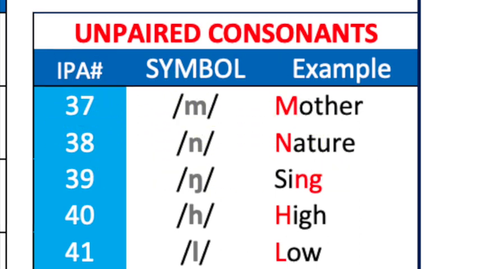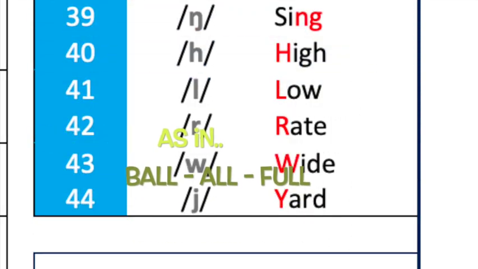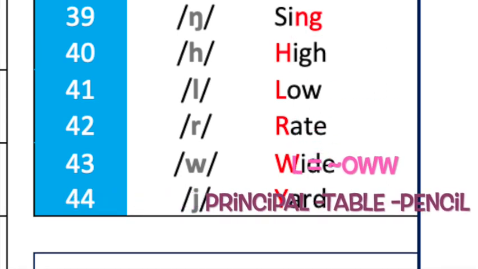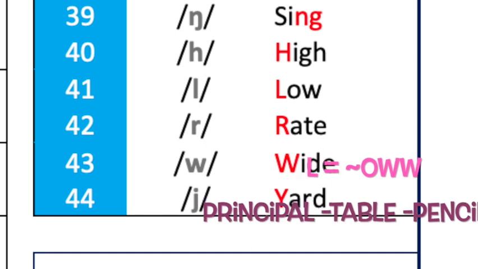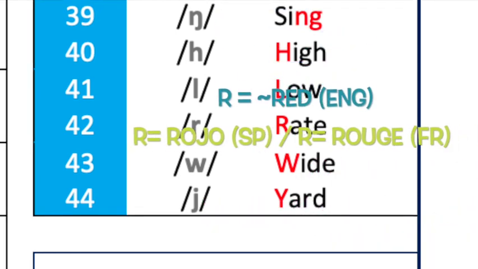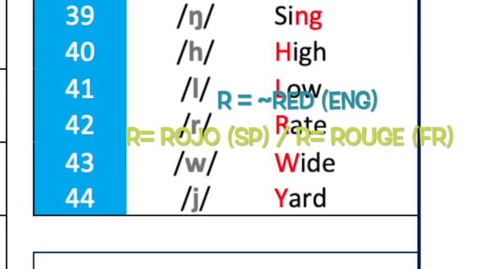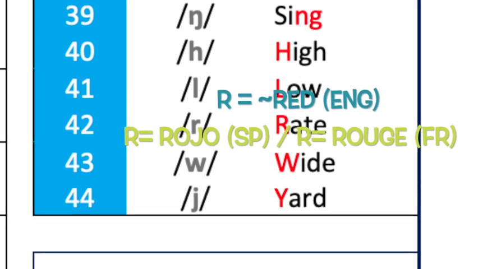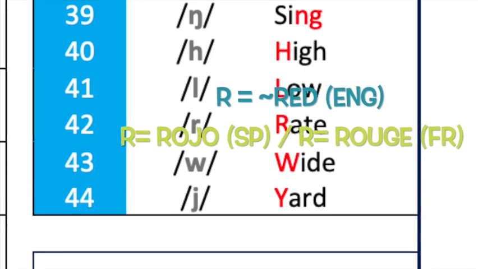After making the sound for L, in English, especially when it is at the end of a word, if you have said it correctly, the tip of your tongue should be turned back without touching your upper palate, as in ball, all, full. But for words like principal, table, pencil, the L produces a sound closer to a very long O. The last letter worth mentioning is R. Its sound is very peculiar in English and causes problems for French and Spanish speakers. Therefore, only practice can contribute to pronouncing them in a way that is close to a native speaker.